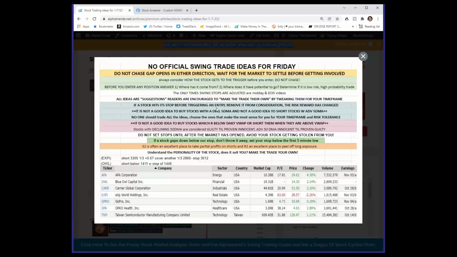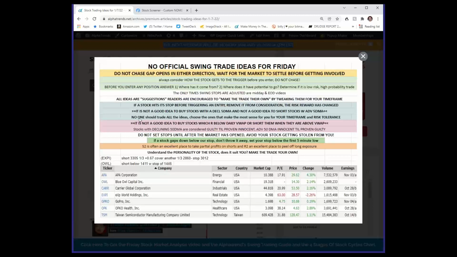If a stock hits a stop, so for instance, if I say short OWL below 14.11 with a stop of 14.46, if it goes to 14.47 and then drops to 14.10, don't take that trade. The risk reward has been ruined.